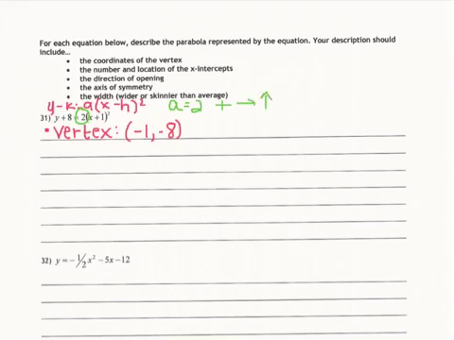That was really confusing the way I just wrote all that. Okay, because my a value is positive, that tells me that my parabola is opening up. Because it's bigger than 1, that tells me that my parabola is going to be skinny. So those are the next two things I'm going to add to my list: that this parabola opens up and is skinny. Both of those things come from the a value.